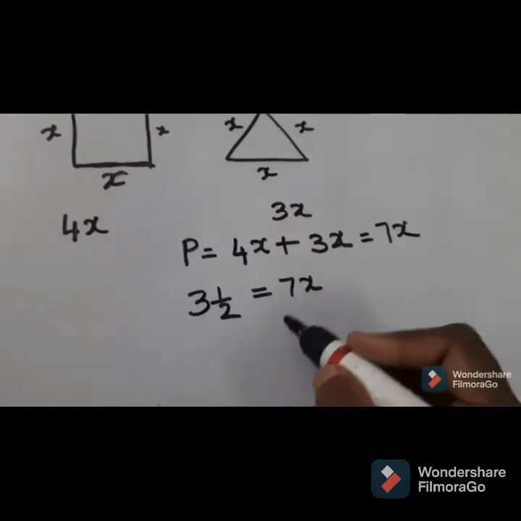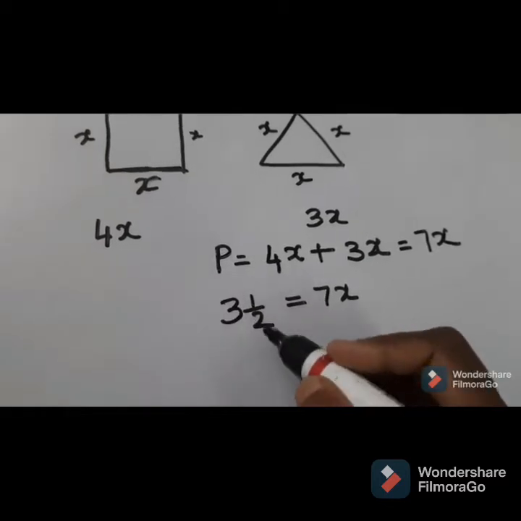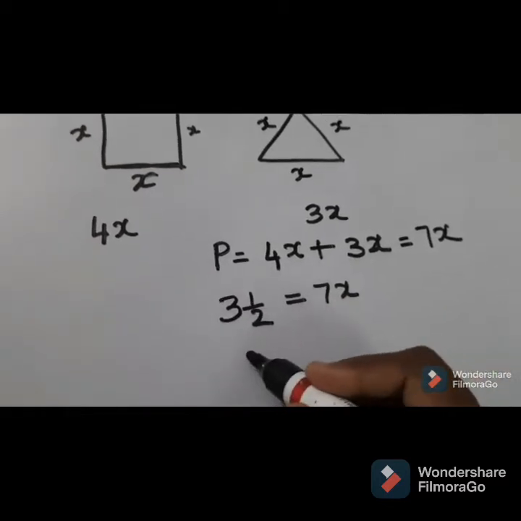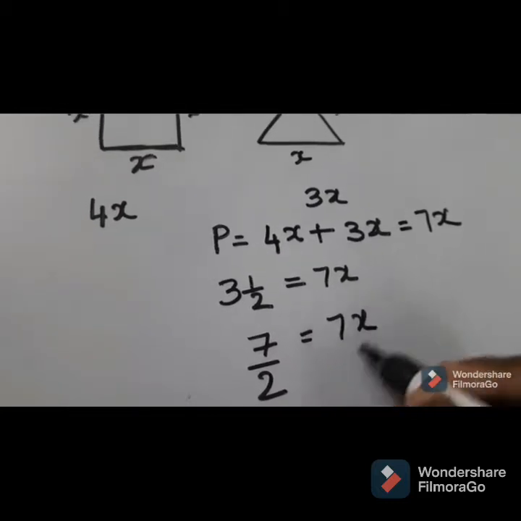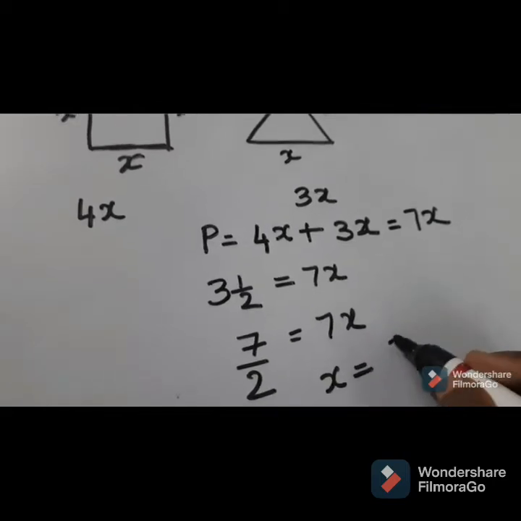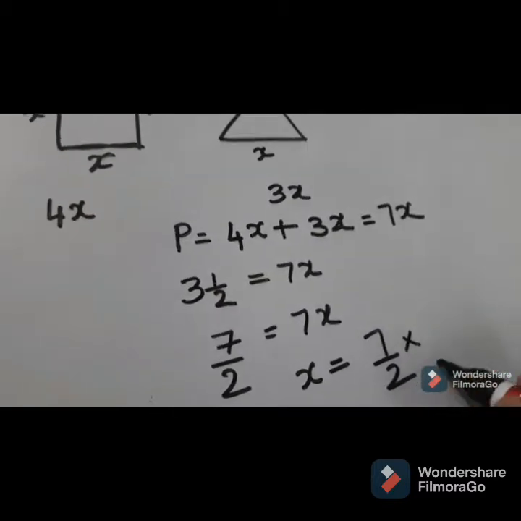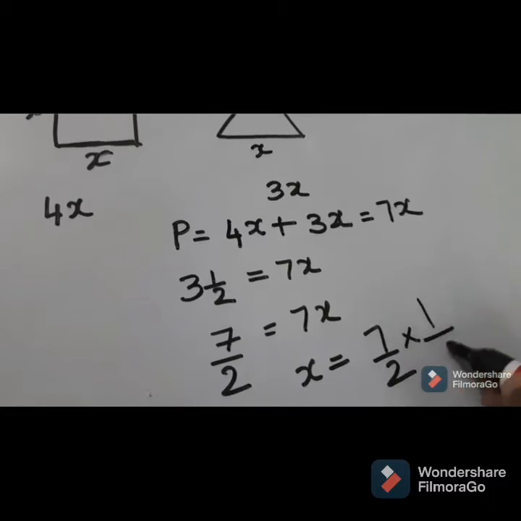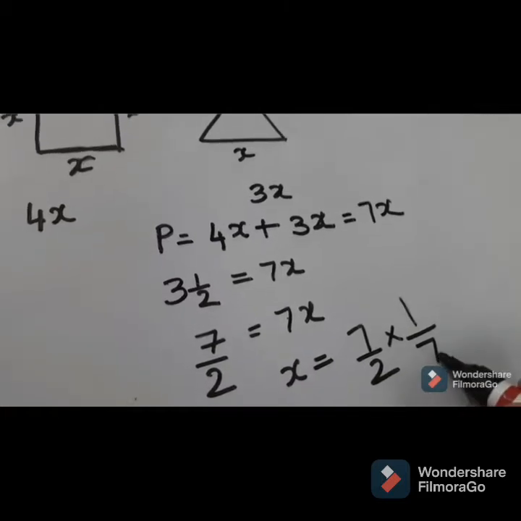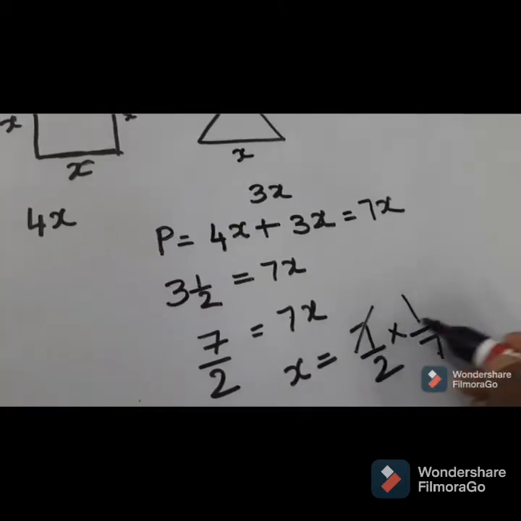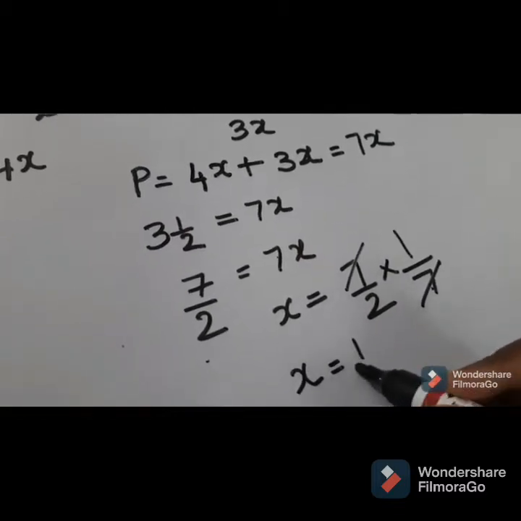So one thing we can do, we can change this into an improper fraction, that is 3 into 2, 6, 6 plus 1, 7. 7 by 2 is equal to 7x. So what is x? x equals 7 by 2 divided by 7. Here x is multiplication, that means it will go to division. Or we can say this numerator part will go to the denominator part. So we can cancel 7 and 7. So the answer will come, x equal to half meter.